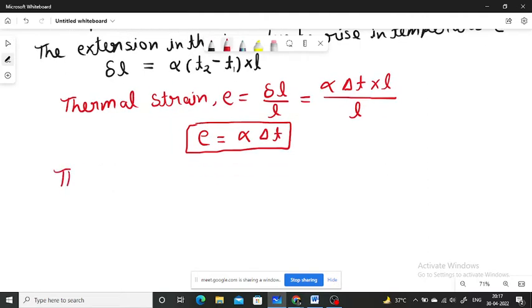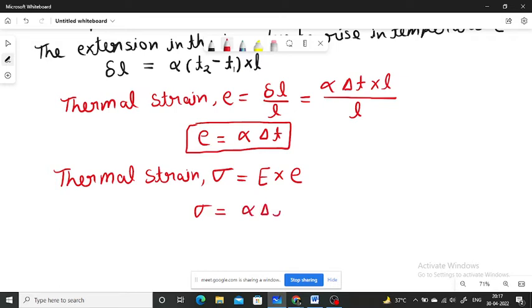And the thermal stress, the stress induced due to this strain in the bar, will be: stress is equal to the modulus of elasticity into strain. So sigma is equal to alpha into delta T into capital E.